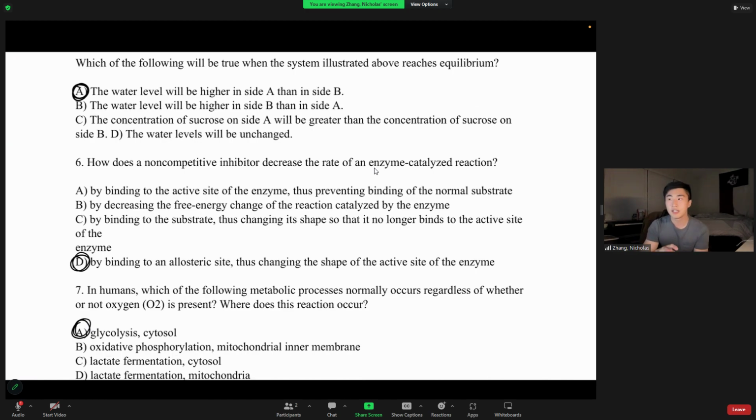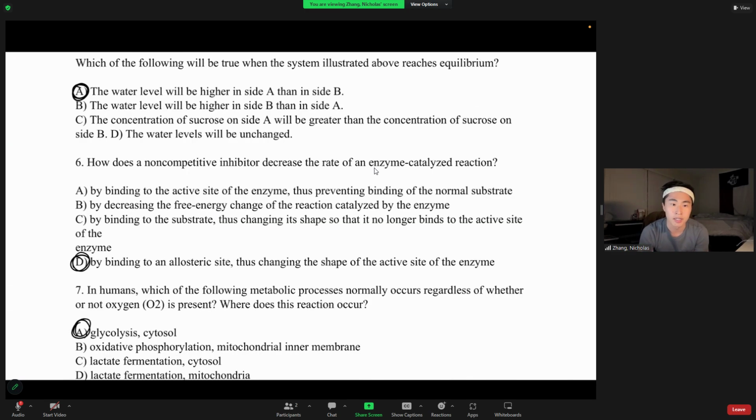Non-competitive inhibition, instead of the inhibitor binding to the active site, it's going to find somewhere else. And it's usually a designated spot. It doesn't just randomly attach to the enzyme, but it's going to find a designated spot on the enzyme other than the active site, bind there, and then inhibit the activity of the enzyme that way. So that's basically what we're talking about in D, by binding to an allosteric site. Allosteric sites are basically any site other than the active site that has some key functionality, in this case, binding inhibitors.